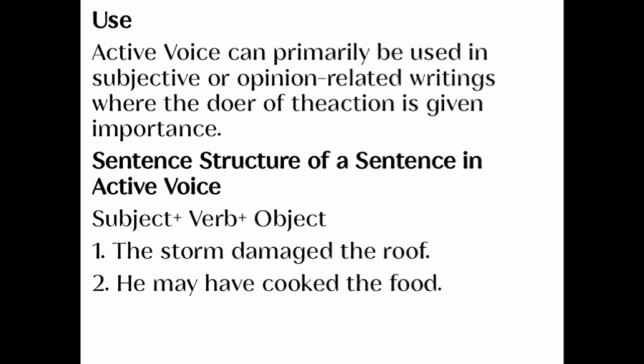Sentence and structure of a sentence in active voice. It includes subject, verb plus object. The storm damaged the roof. So the storm is the subject, verb is damaged, object is the roof. He may have cooked the food. He is a subject. May have cooked is verb. It comes under verb and object is the food.